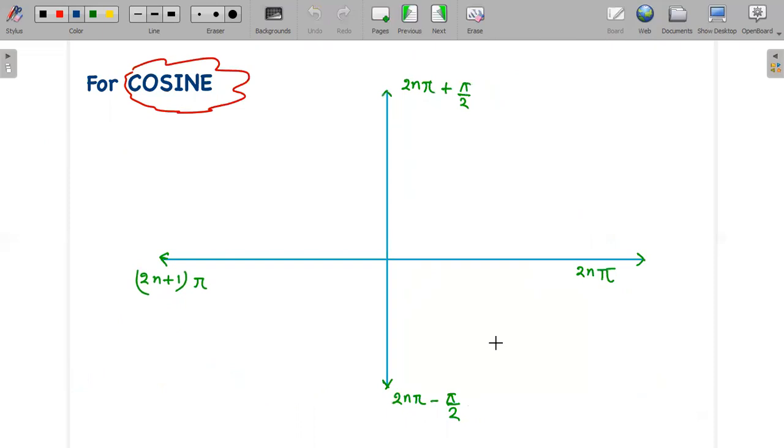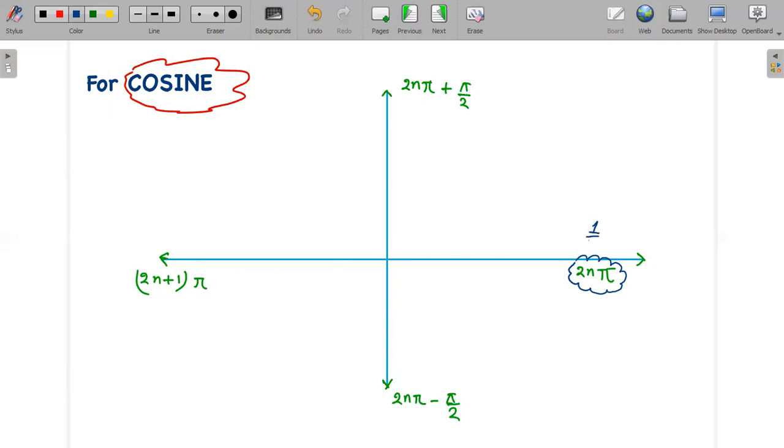Now, what about the cosine? If cosine is there, then an even multiple of pi will give you a positive 1, because we all know the value of cosine at 0, 2 pi, and we don't need to remember or learn how to get the value of cosine at other even multiples of pi.